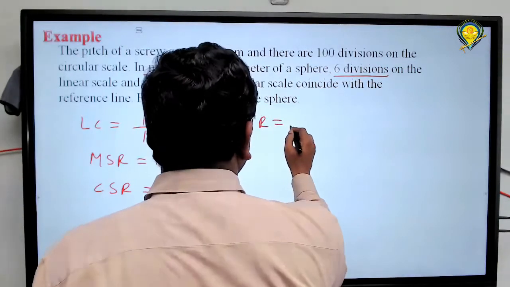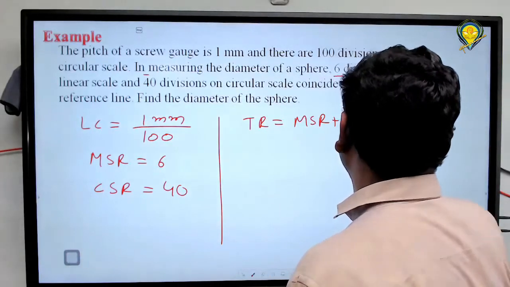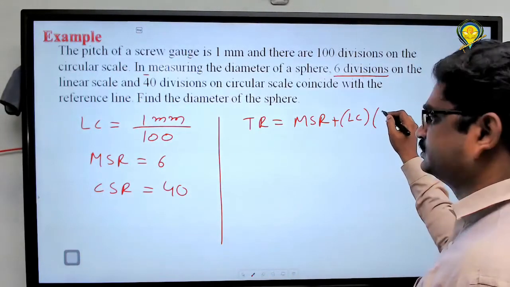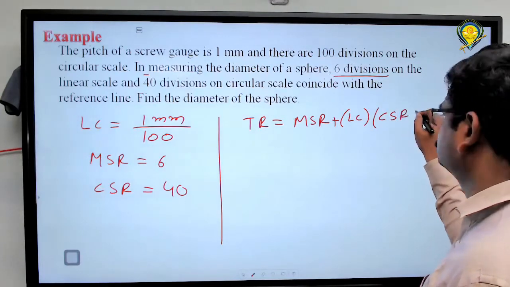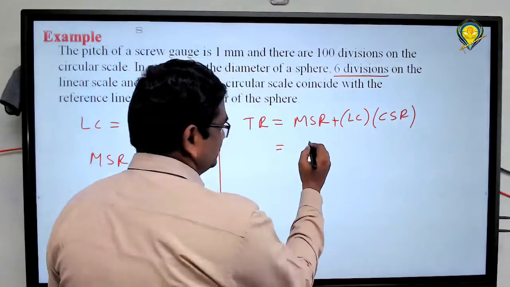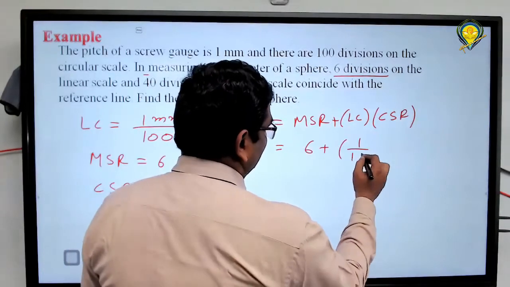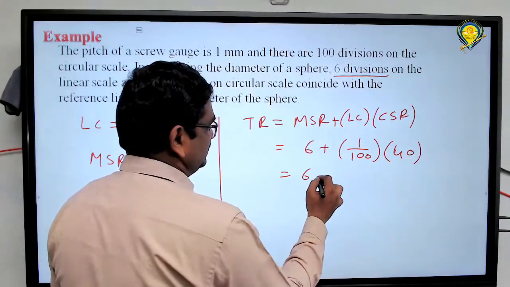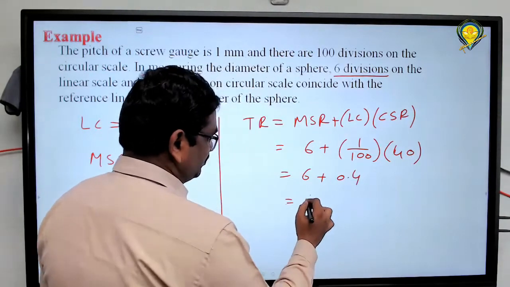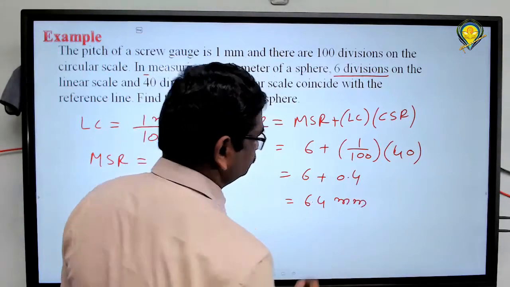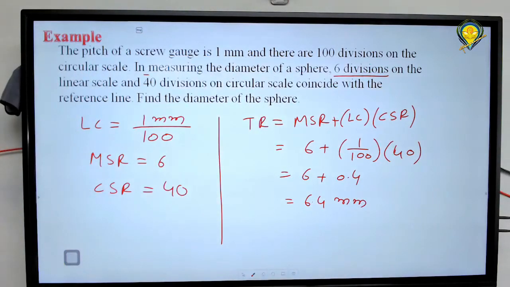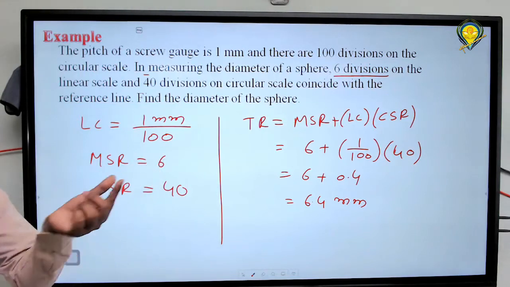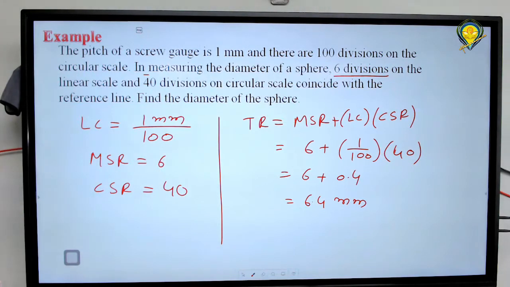Total reading equals main scale reading plus least count into circular scale reading. Now substitute the values. Main scale reading is 6. Least count 1 by 100. Circular scale reading 40. So 6 plus 0.4, that equals 6.4 mm. The MSR 6 divisions is in millimeters, so this is the answer.